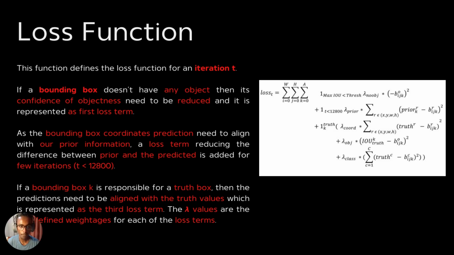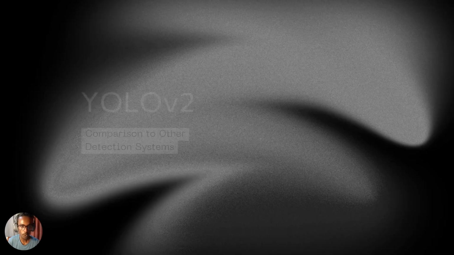And the lambda values are predefined weight tags for each of the loss terms. These lambda values, we have seen them in YOLO v1, and they're given different values depending upon which type of loss you want to use. So if you want to avoid some of the terms, you can just give different values depending on your interest. So that's all you need to know about the loss function of YOLO v2.